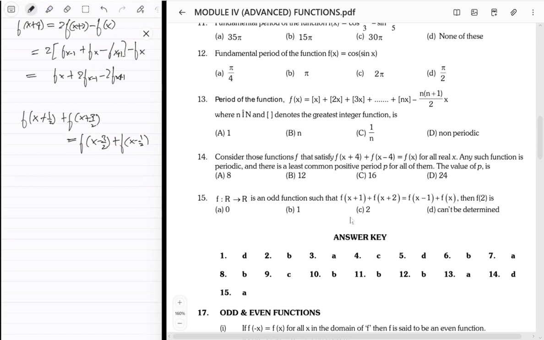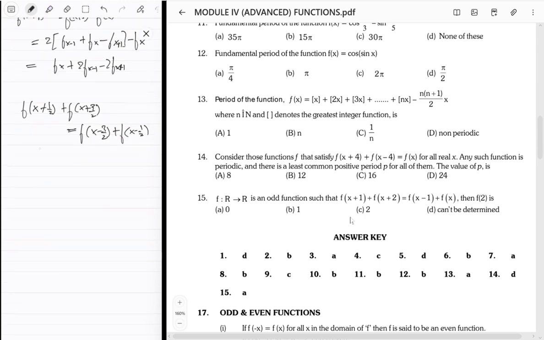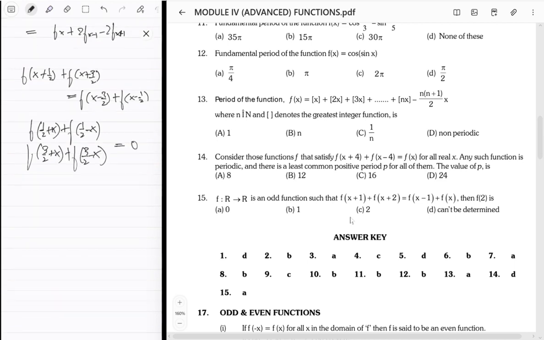It's an odd function. Hey, wait a second. f(1/2 + x) can be written as negative f(1/2 - x). So basically plus f(1/2 - x), and then we got f(3/2 + x) plus f(3/2 - x). That's equal to 0. Okay. If this was just this much, it would be something like a point symmetry and whatever, but no, it's not.